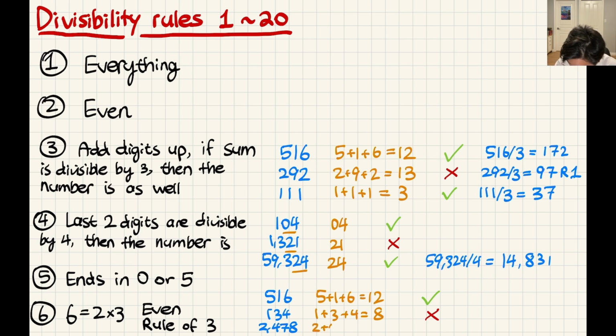Lastly, for the big number, we add all the digits up. What do we get? 8, 15. No, 6. 6, 13, 21. All right. This tells us the last number is divisible by 6 because it's also divisible by 3 and it's even. All right. So there's the first 6.